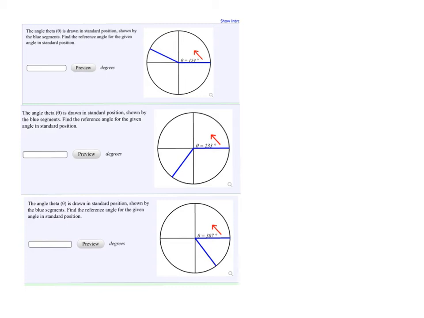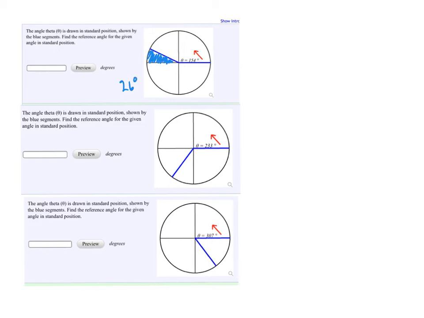In these examples, you're supposed to find the reference angle. Just remember, the reference angle is between the x-axis and the terminal side. It's right in there. So I'm just going to figure out how many more degrees I have to go to get to 180. So what I do is 180 minus 154, and my reference angle then is 26 degrees.